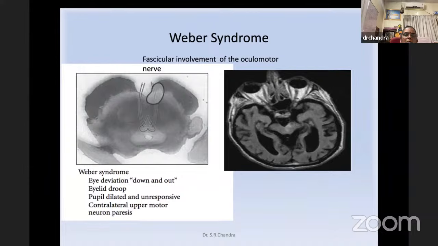So Weber syndrome is third nerve involvement. There will be the 4 Ds: diplopia, divergence, squint, double vision, and drooping of the eyelid. The pupil is dilated and non-responsive, with contralateral hemiplegia. That is due to a small infarct in the midbrain. That is called Weber syndrome.